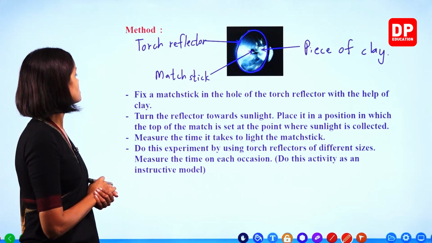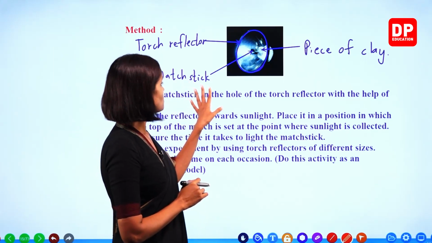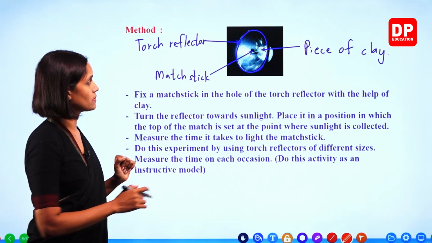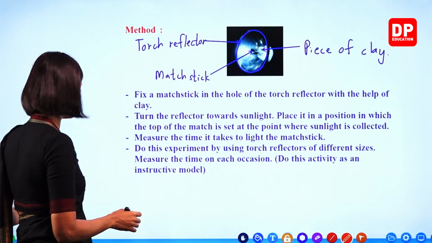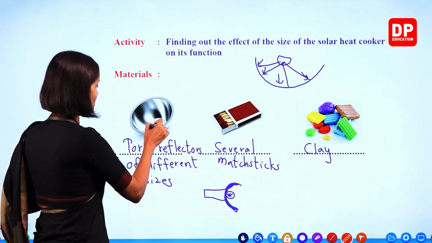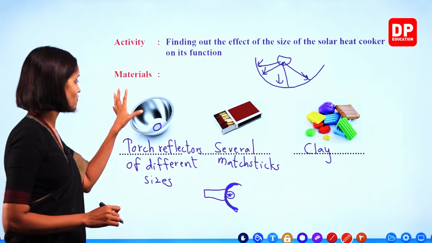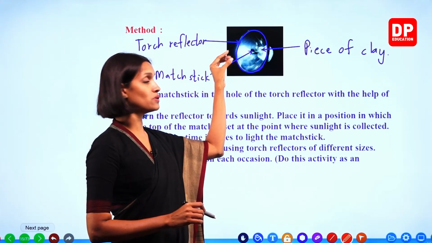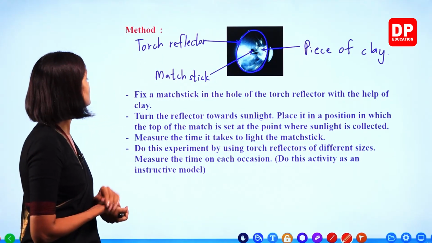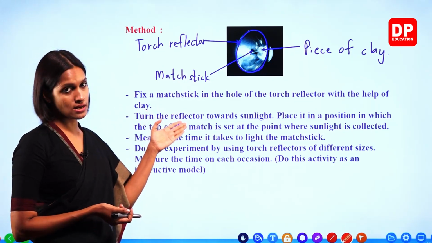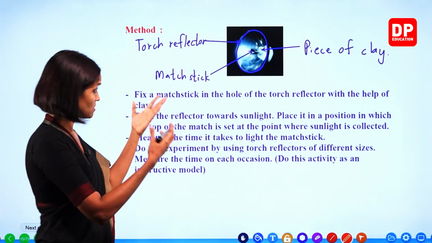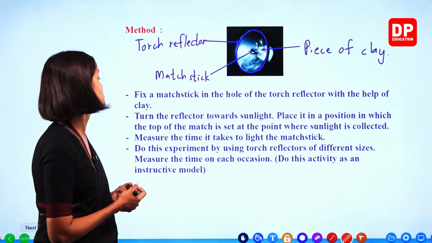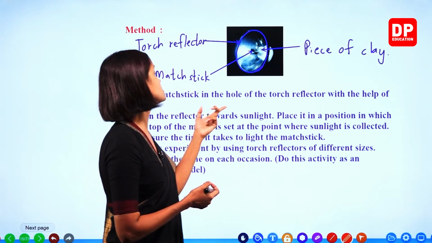Right, children? So fix a matchstick in the hole of the torch reflector with the help of clay. Right? There's a small hole in this torch reflector like this. So you have to find that place and fix a matchstick to that hole using a piece of clay, right? Turn the reflector towards sunlight. You have to do this activity outside, okay, where there is plenty of sunlight, right? Turn the reflector towards sunlight.